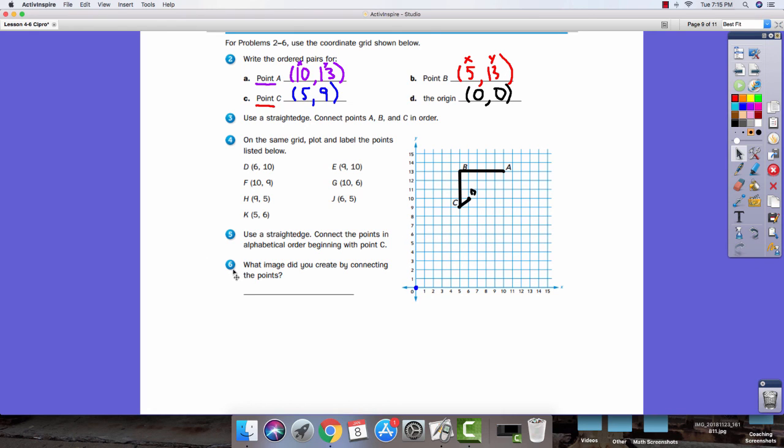Number 6 says, what image did you create by connecting the points? If you don't see a number, you did something wrong, and you're going to want to double check your points. The most common mistake is you probably didn't go over and up. So remember, make sure you're going over and up. So 6, go over 6, up 10, okay? Just make sure you're doing that and you're labeling your points correctly, okay?